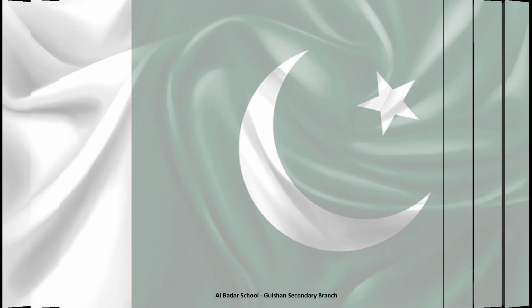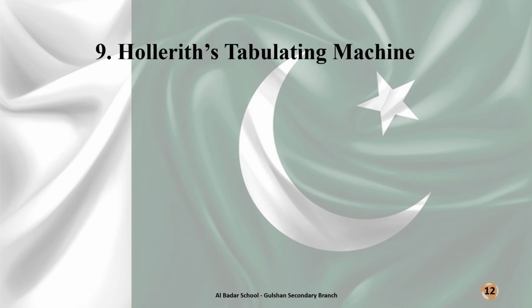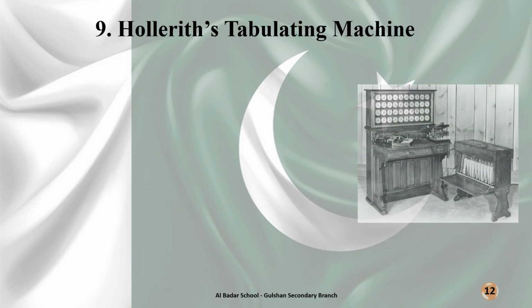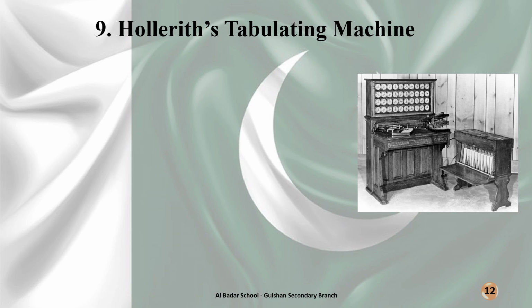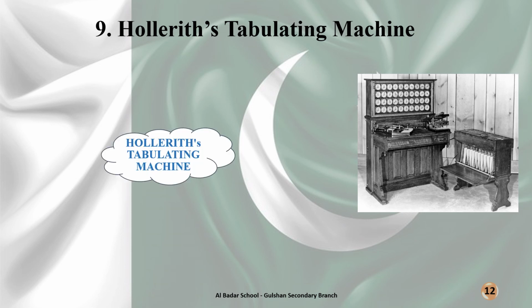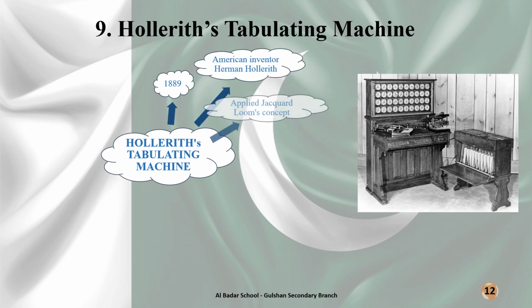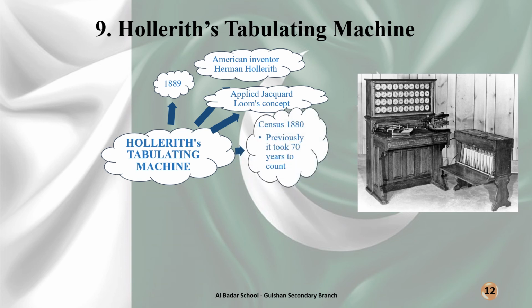Okay, moving on to the next early calculation device, that is Hollerith's tabulating machine. And here is a figure of that machine. It was invented in 1889 by an American inventor named Herman Hollerith, and he also applied the Jacquard's loom concept. His first task was to find a faster way to compute the US census. What is census? In Urdu it is called Mardam Shumari, meaning the population of a country, which should be counted after every 10 years.